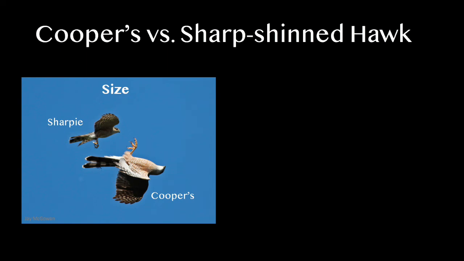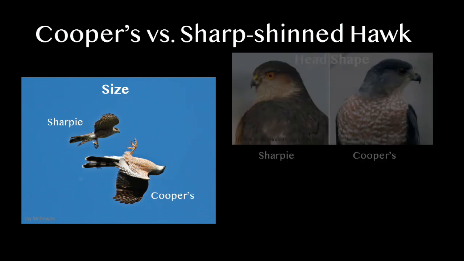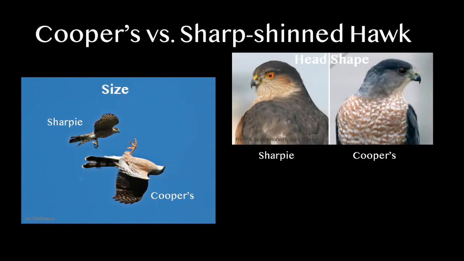This is slightly hard to determine when the birds aren't side by side, but it's still good to be aware of. Another thing to look for, especially if the bird is perched and you have some binoculars handy, is the head shape. The sharp-shinned hawk would have what we consider a dark hood, meaning a dark gray color from the top of the head and down the neck, while the Cooper's hawk has a dark cap, which is a dark gray just on the top of the head and a lighter gray on the neck.